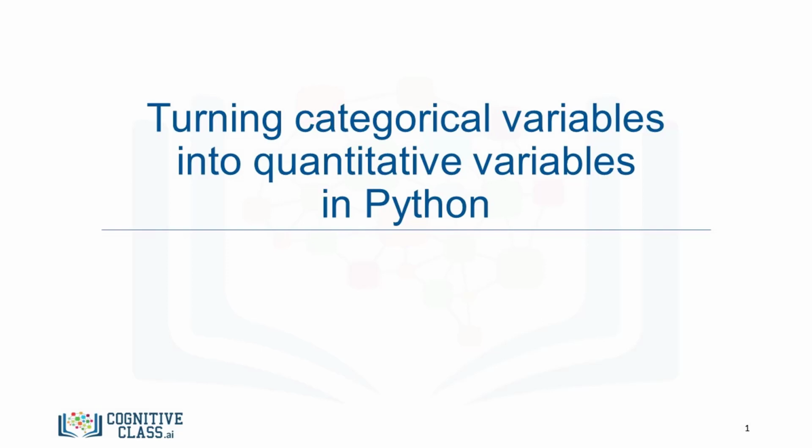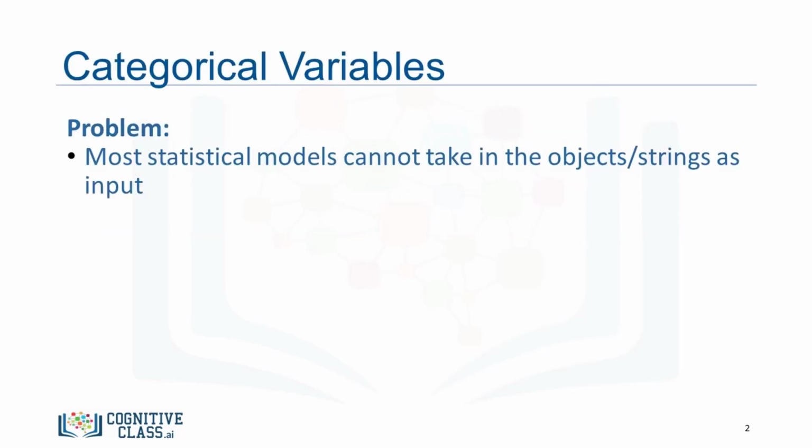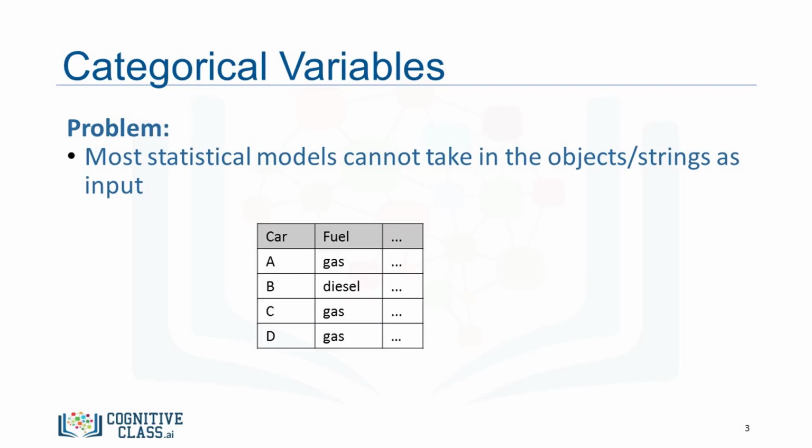In this video, we'll discuss how to turn categorical variables into quantitative variables in Python. Most statistical models cannot take in objects or strings as input and, for model training, only take numbers as inputs. In the car dataset, the fuel type feature as a categorical variable has two values, gas or diesel, which are in string format. For further analysis, Jerry has to convert these variables into some form of numeric format.